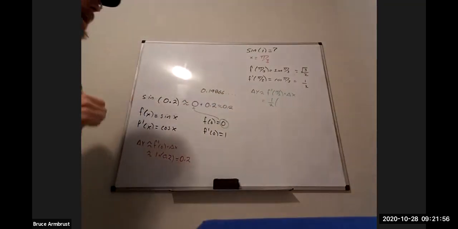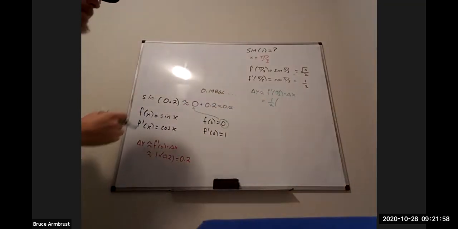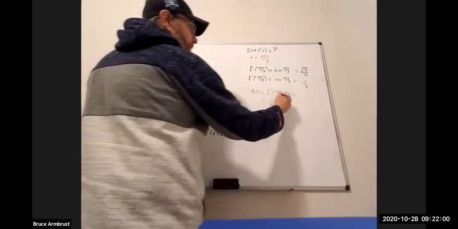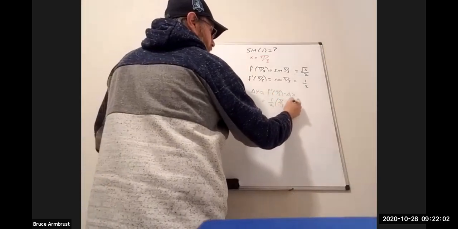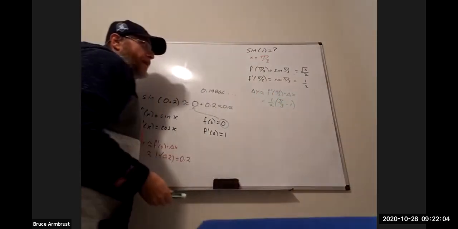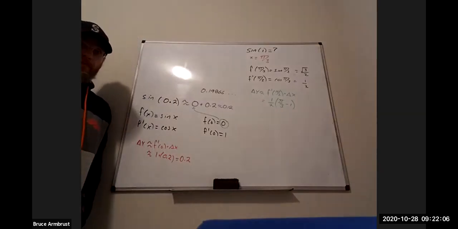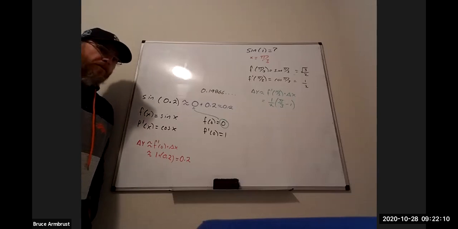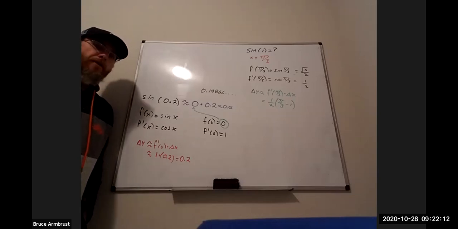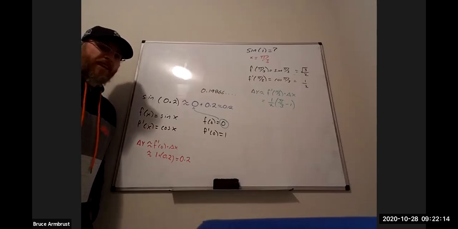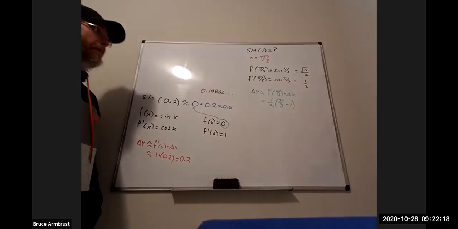So that's going to be 1/2. And then my delta x is pi over 3 minus 1. We'll just leave it like that for right now. But we could get a decimal approximation for it if we wanted, right? Pretty easily.